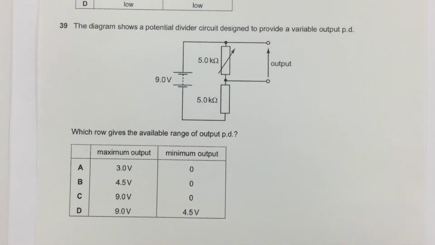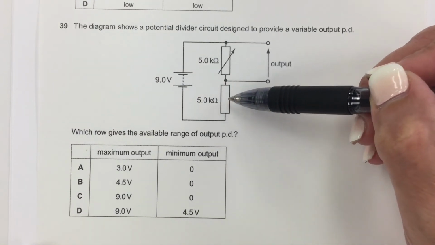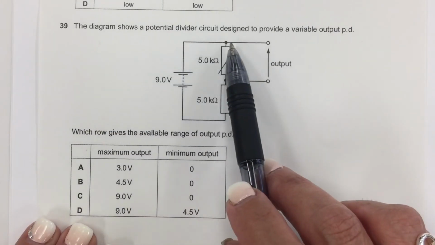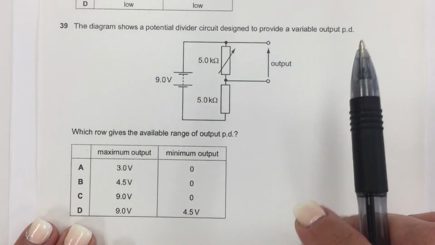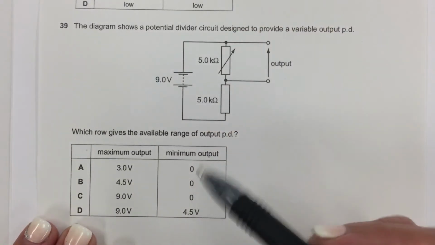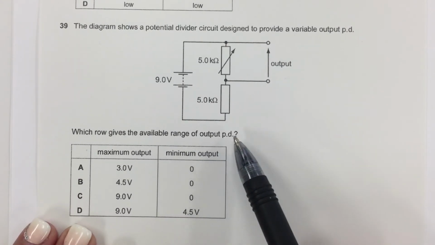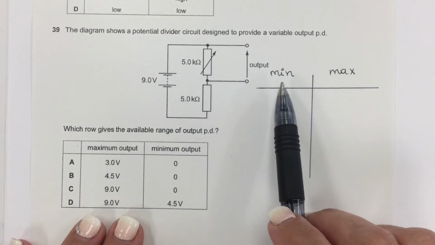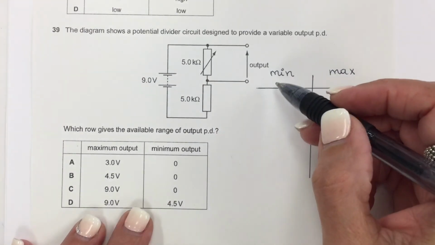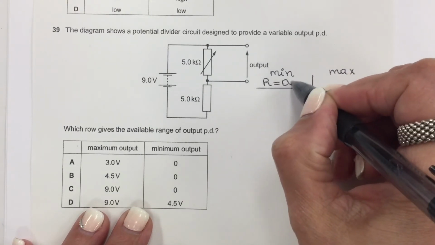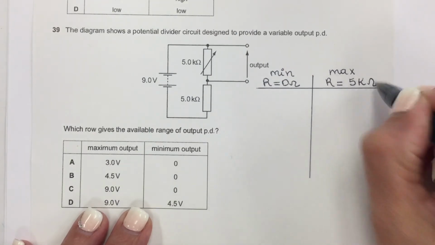Now we have another potential divider type of problem with a variable resistor and a fixed resistor. So let's read. The diagram shows a potential divider circuit designed to provide a variable output PD right here. It is variable because it's going to change value, right? It's a variable resistor. Which row gives the available range of output PD? So let's calculate for the minimum range for this variable resistor and the maximum range for the same one. The minimum will be 0 ohms. That's the minimum. And the maximum R will be 5 kilo ohms.